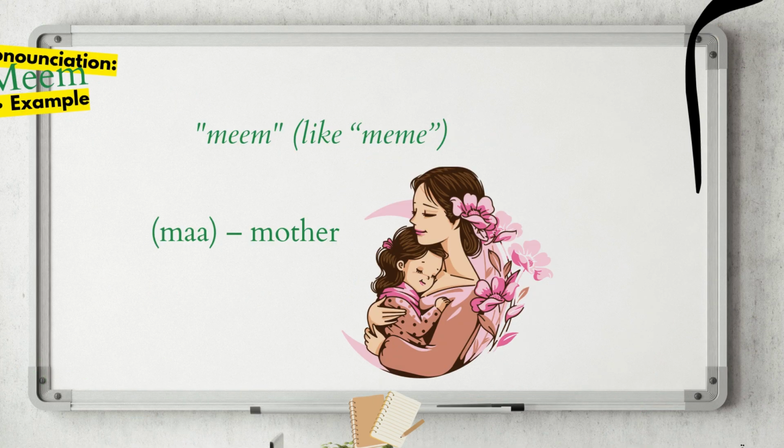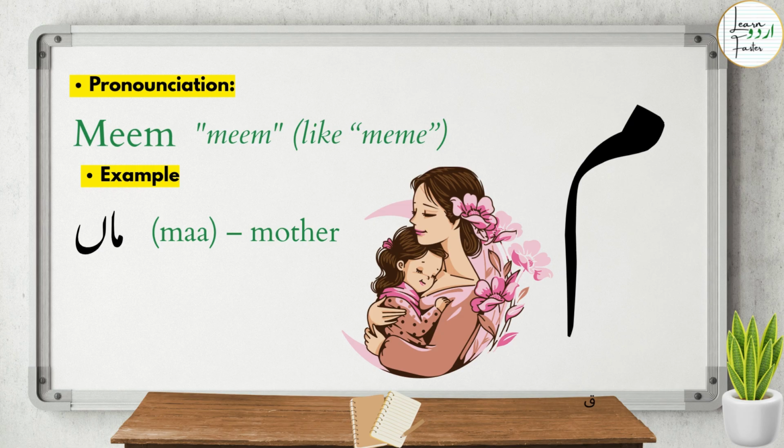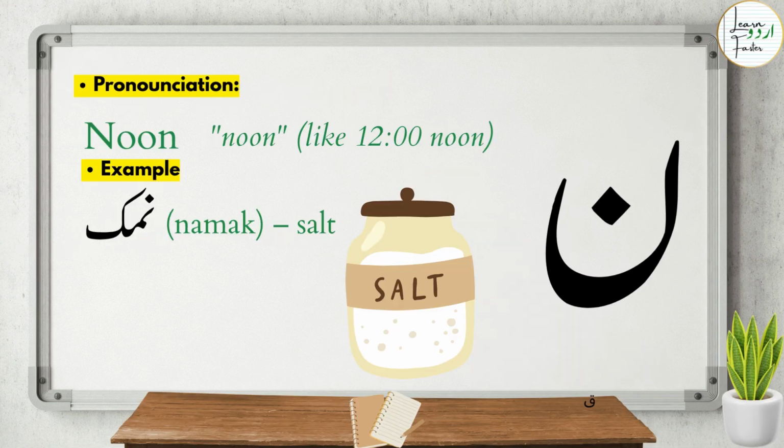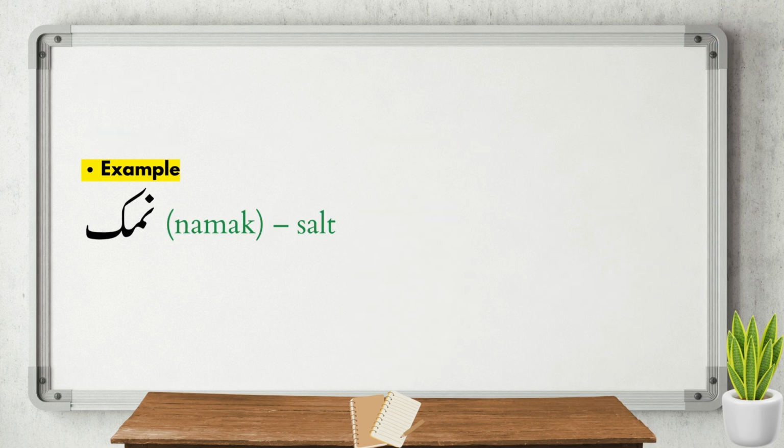The next alphabet is meme. Repeat after me. Meme. It sounds similar to meme. The word example is ma, mother. Move to the next alphabet, noon. It sounds like when you say 12 noon, so it's noon. The word example is namak, salt.